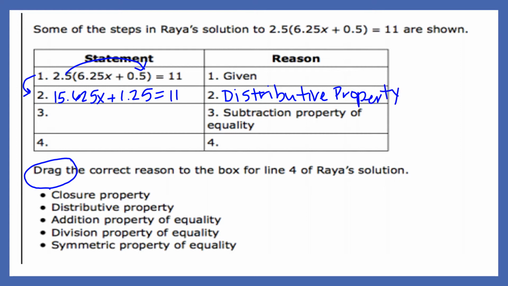Okay, now 3 tells us we're going to use the subtraction property. Even if you didn't look at that, you would see that you probably want to subtract the 1.25 from both sides. So let's go ahead and do that. Fill this in, see what we have left. So I'm doing 11 minus 1.25, and that's 9.75. That's the subtraction because you subtracted the 1.25.